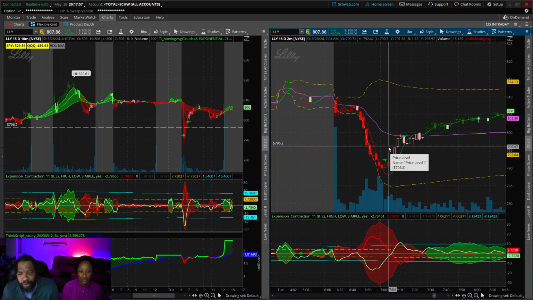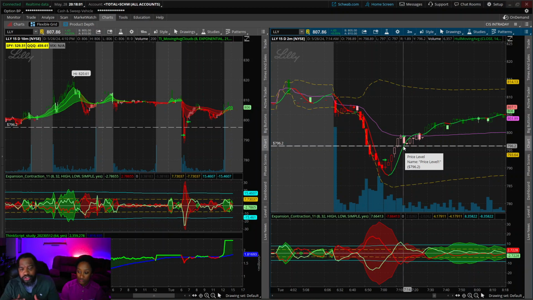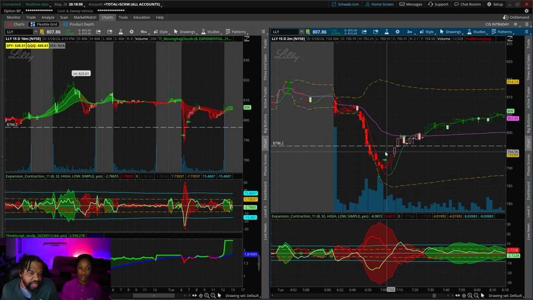Now remember, a support zone is not a line. It's not an invisible wall here. It's more like a zone where buyers feel comfortable getting in, right? So if buyers feel comfortable getting in, they would get in here, and we would get stopped out here.